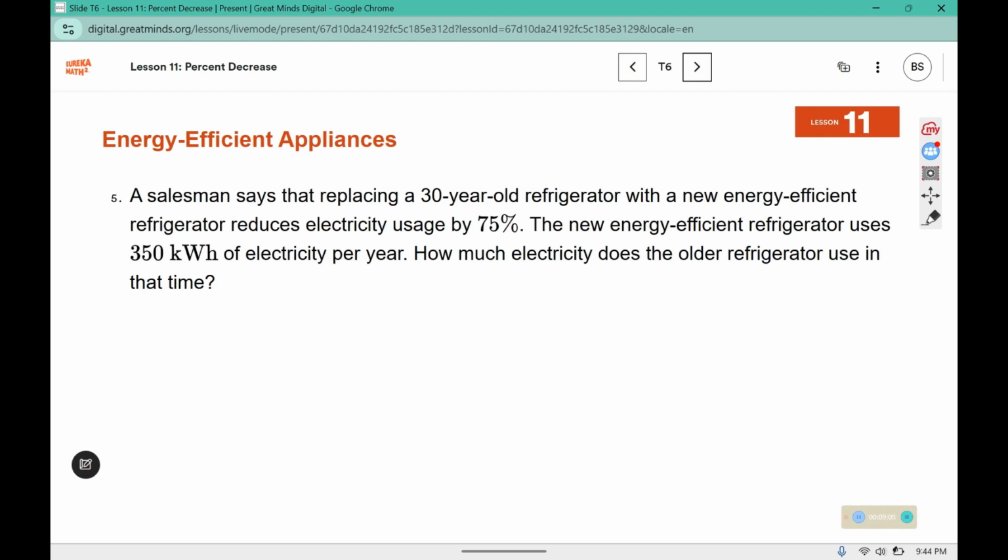A salesman says that replacing a 30-year-old refrigerator with a new energy-efficient refrigerator reduces electricity usage by 75%. The new energy-efficient refrigerator uses 350 kilowatt hours of electricity per year. How much electricity does the older refrigerator use in that time? If it was reduced by 75%, we know percents start out at 100, but it was reduced by 75. So that means it represents 25% of the original amount.